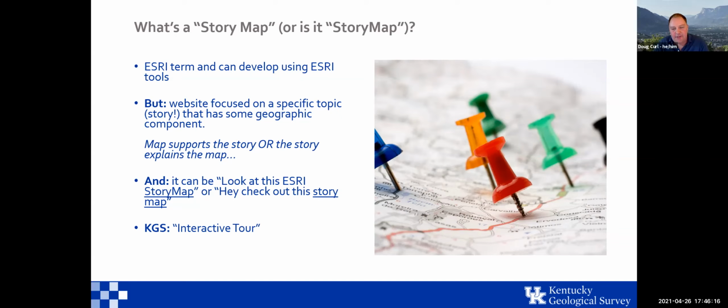At KGS, we don't want to use the Esri story map term. And so we created a series of publications called Interactive Tour. So if you search for stuff in our publications, you could probably find it using the term story map, but we've actually developed a series called Interactive Tour just to avoid using that term. Okay, sorry. I just wanted to address that, because you get the question a lot about what is a story map and which is the right way to call it, that sort of thing.